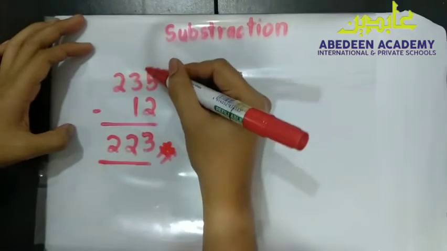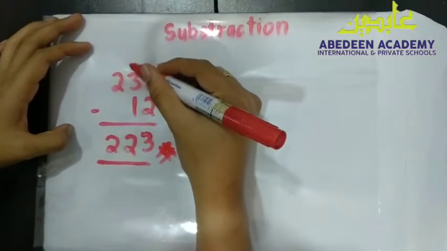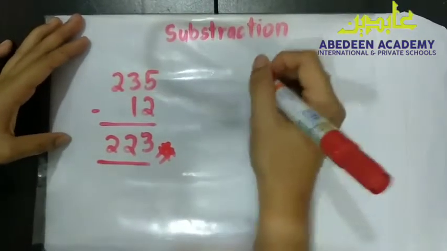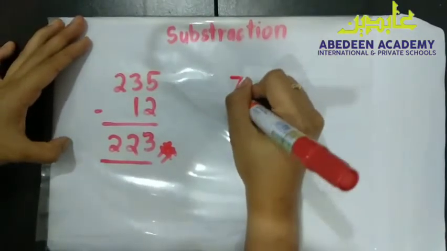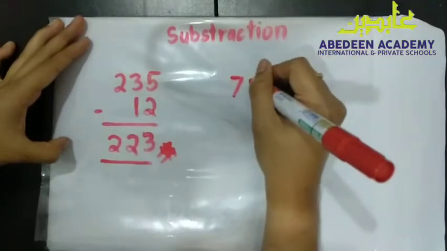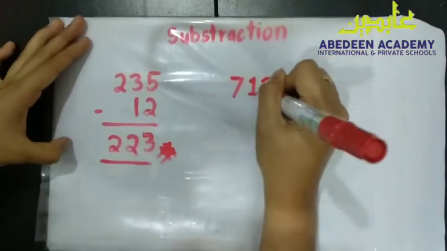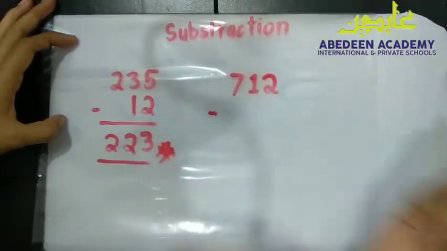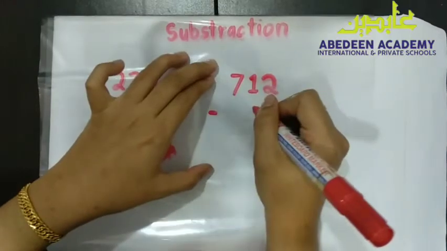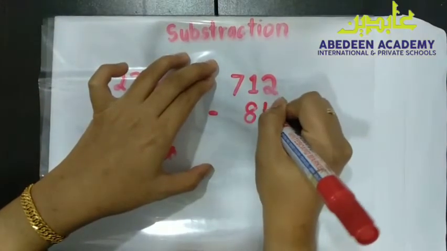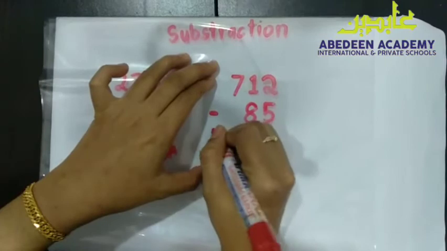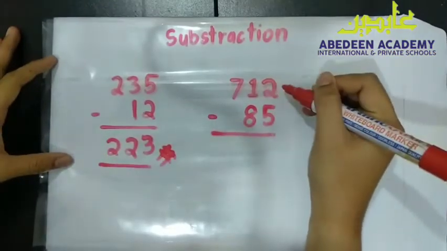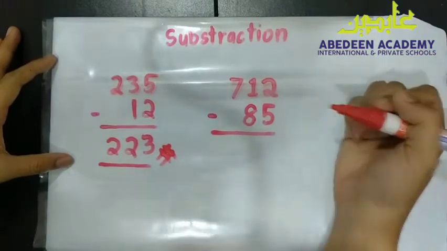Alright, the hardest part is when you have to borrow from another house. For example, ones have to borrow from the tens, or tens have to borrow from the hundreds. For example, I will write here 700 and 12, 712, sorry. Alright, so let's minus big numbers like 85.